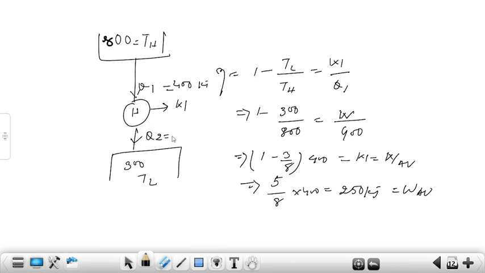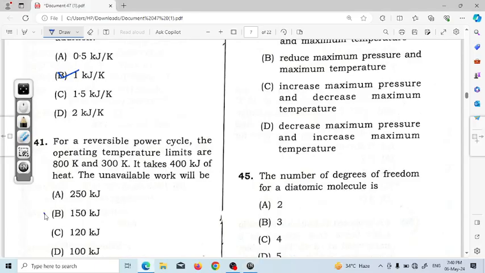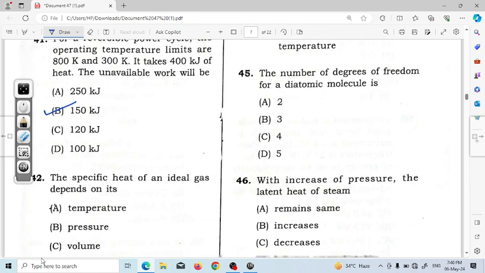Unavailable energy is equal to Q2, that means the heat which is rejected rather than producing work. So Q2 is equal to Q1 minus W available. Q1 is given as 400 and W available is 250, so it is 150 kilojoule. The answer will be 150 unavailable energy, and B is the correct answer.